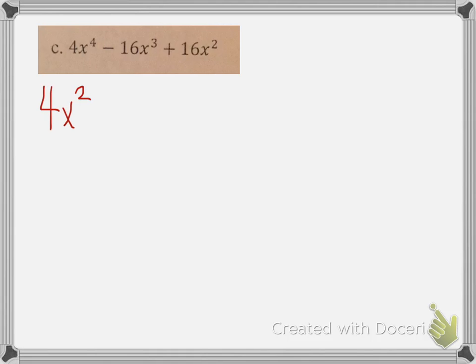When I do that, that 4x to the fourth now becomes just an x squared. The 16x cubed, when we factor out the 4x squared, becomes a 4x. And the 16x squared becomes a 4. Now the question is, can x squared minus 4x plus 4 still be factored?